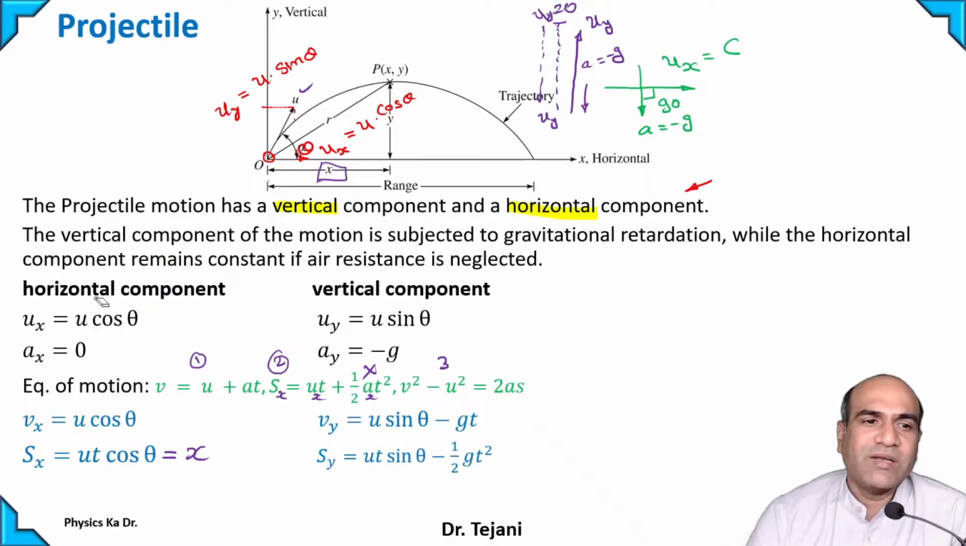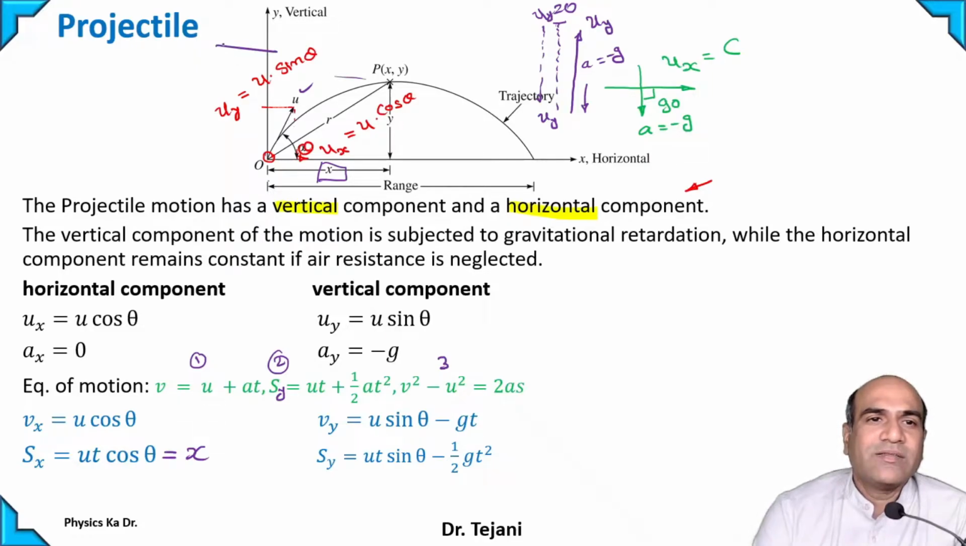And similarly, for the vertical movement, we can take sy. That means it is showing vertical movement, the distance along y, so that is y. So sy is equal to uy t, t is a scalar quantity, plus 1/2 ay t square.